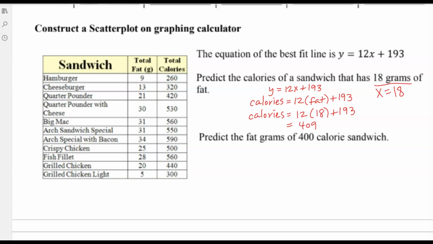We can find the fat grams of a 400 calorie sandwich by substituting 400 for the calories, so 400 is equal to 12 times x plus 193. And to solve that without Desmos, we would want to subtract the 193 from both sides.